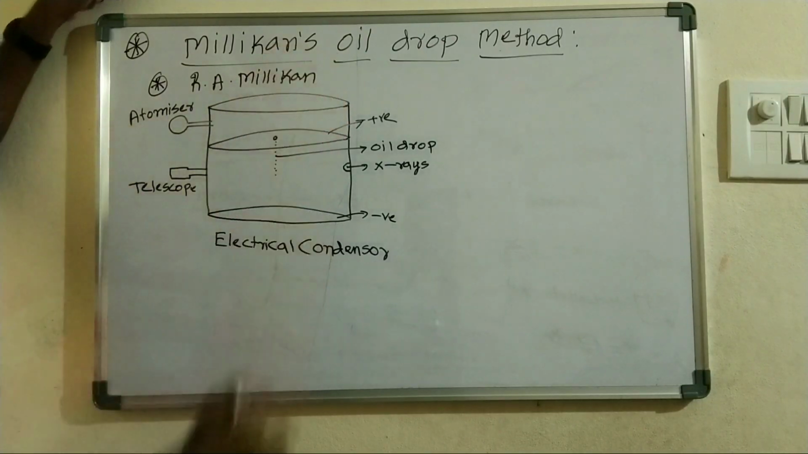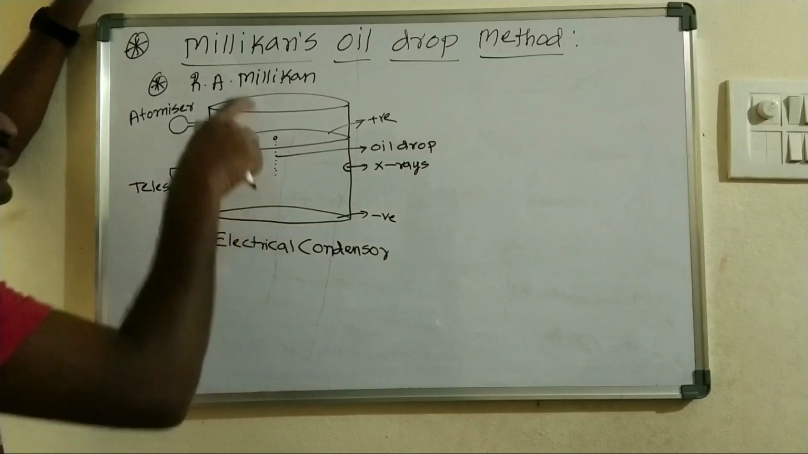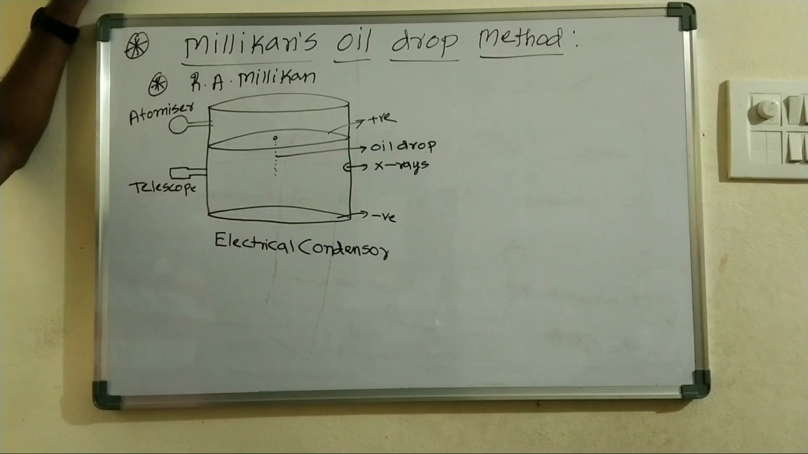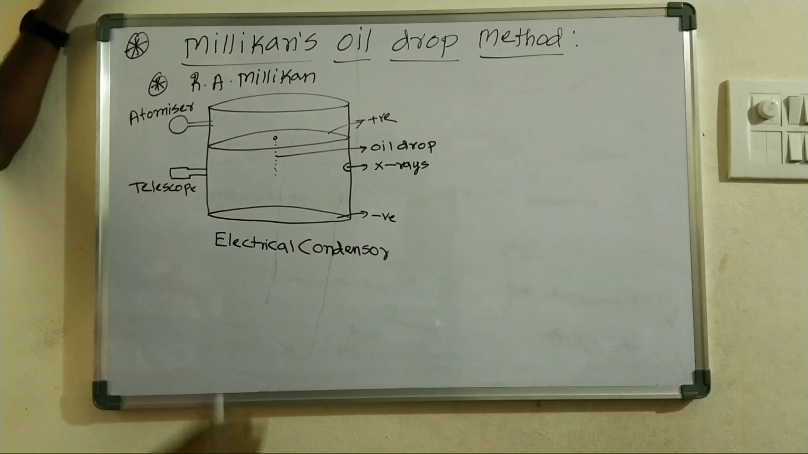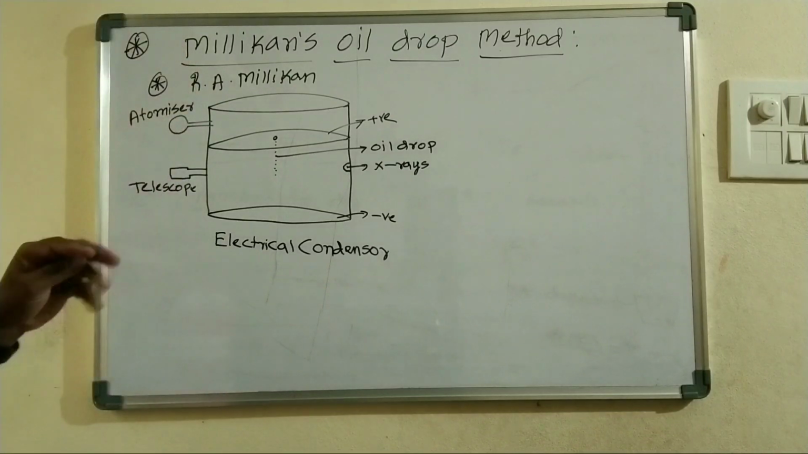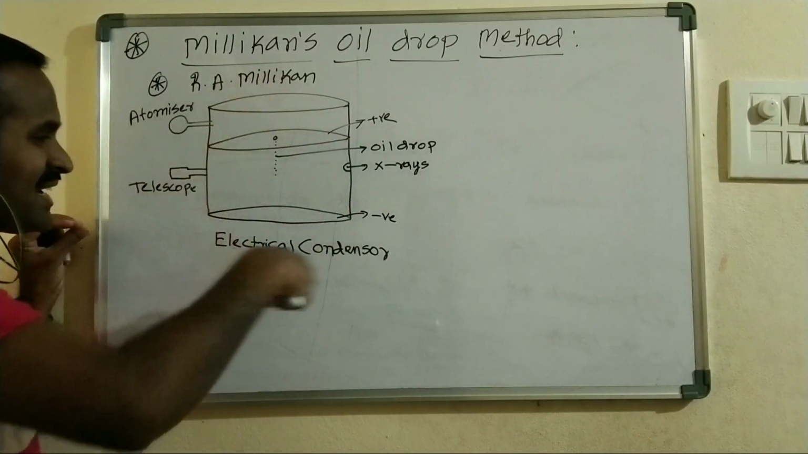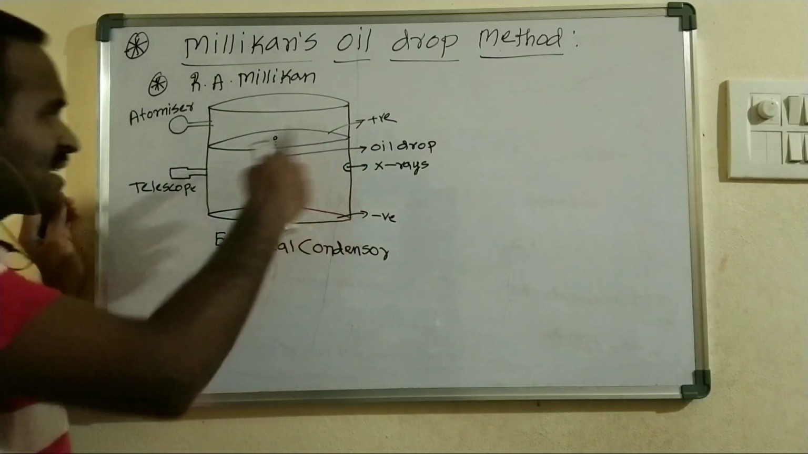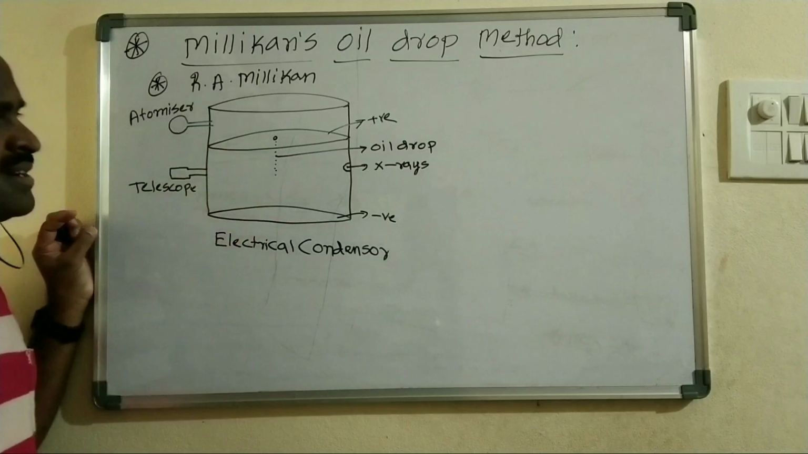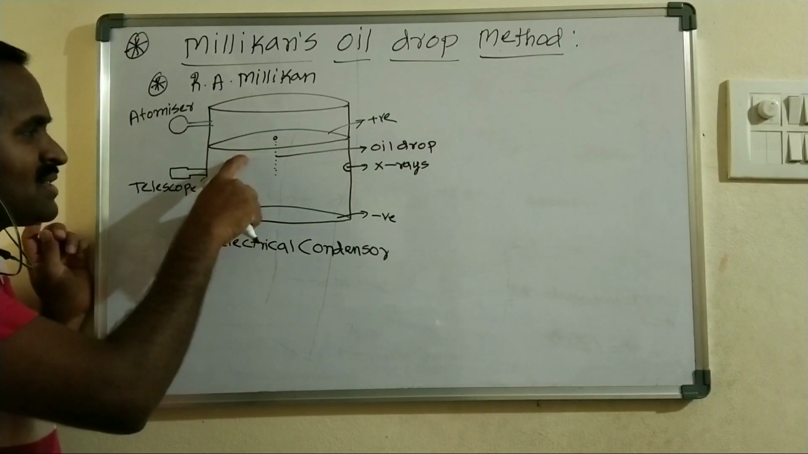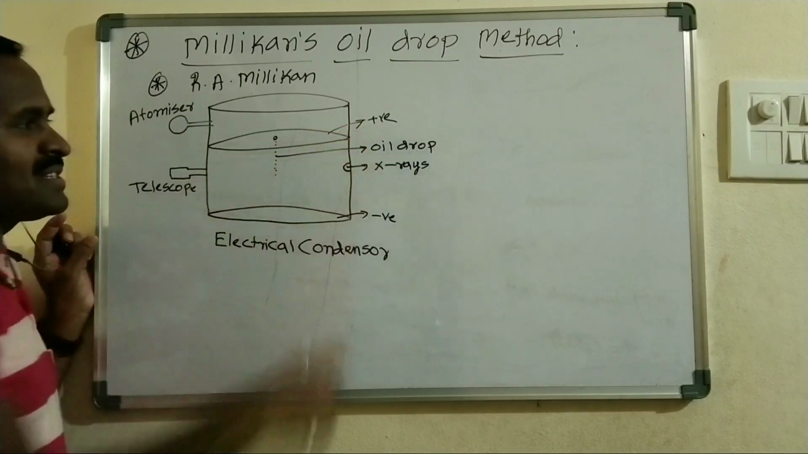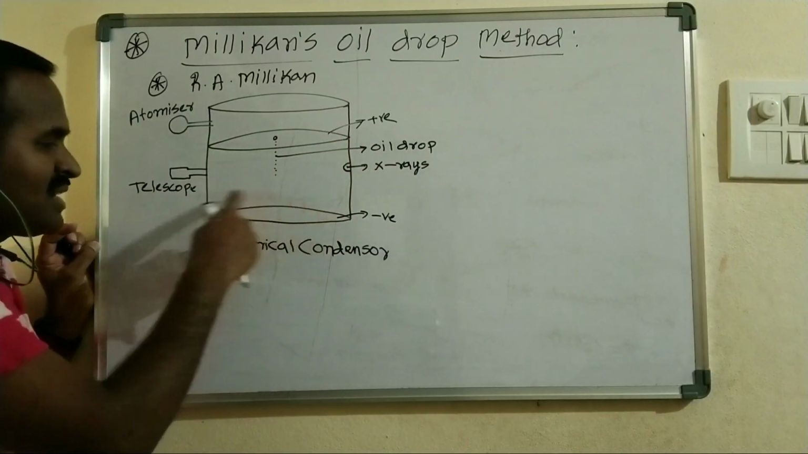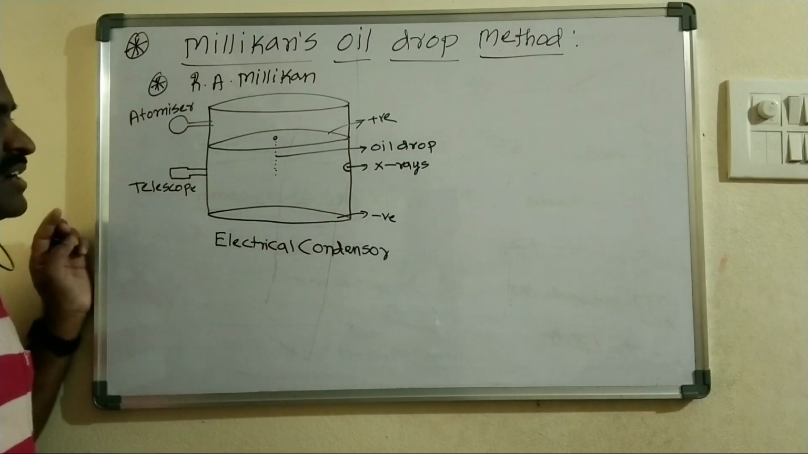R.A. Millikan is a scientist. He determined the charge of the electron by carrying out the Millikan oil drop experiment in the lab. Right? In this Millikan oil drop method, Millikan took an electrical condenser. This electrical condenser mainly contains two charged plates. The upper plate is a positively charged plate, whereas the lower plate is a negatively charged plate.